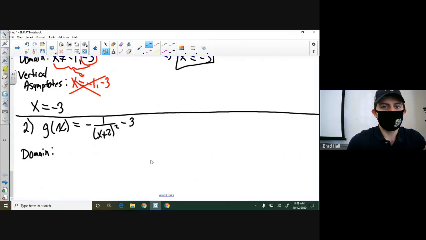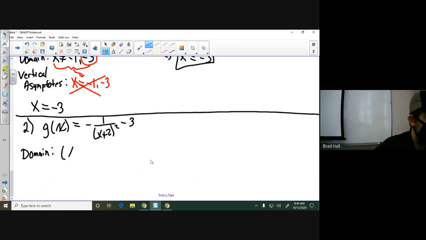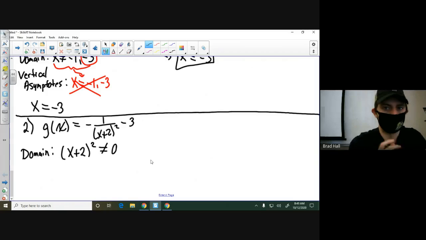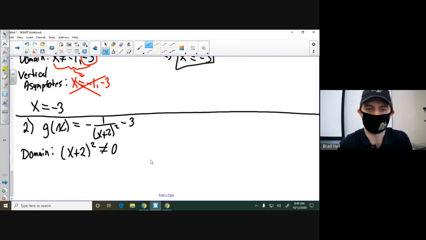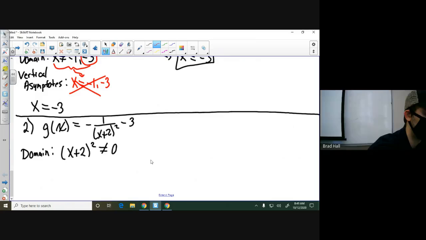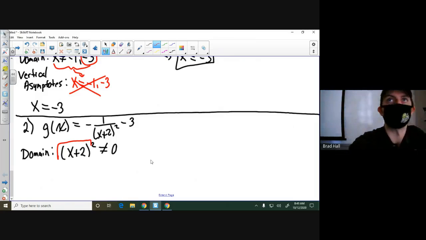So the domain here, we do have a rational function. So for the domain of a rational function, you set the denominator not equal to 0. The denominator is (x plus 2) squared, so we just set that not equal to 0. To get x plus 2 by itself and get rid of that square, we can square root both sides.